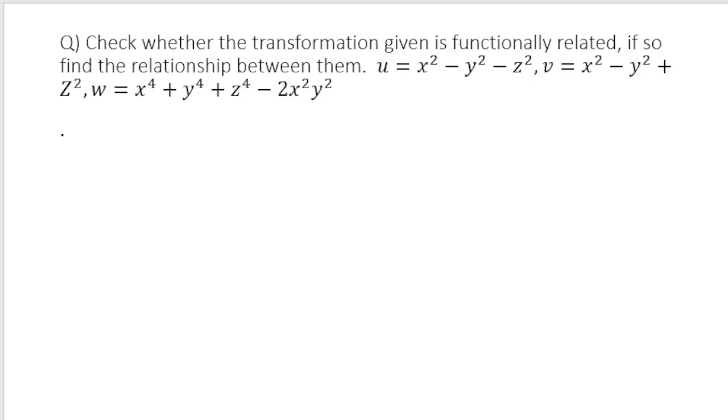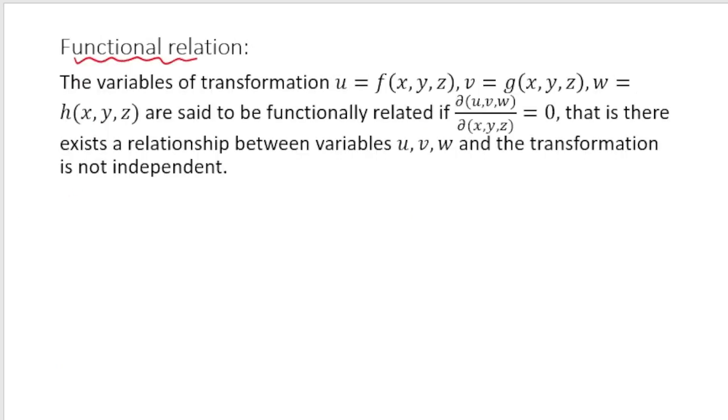Now before I wind up this lecture, I want to talk about something known as functional relation. Suppose we have three transformations. So we have u, v and w, and u, v and w are dependent on x, y and z. So the variables of transformation, u is equal to a function of x, y, z, v is a function of x, y, z, w is a function of x, y, z. They are said to be functionally related if the Jacobian of transformation, del u v w by del x y z, is equal to 0.